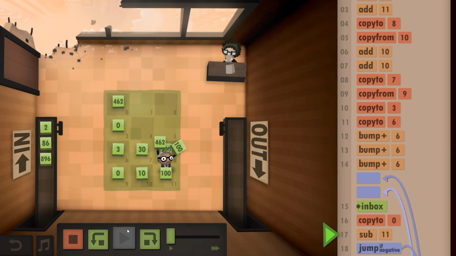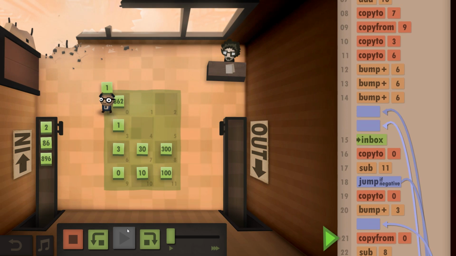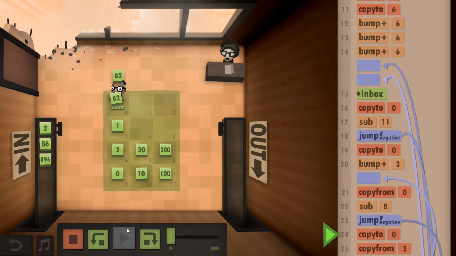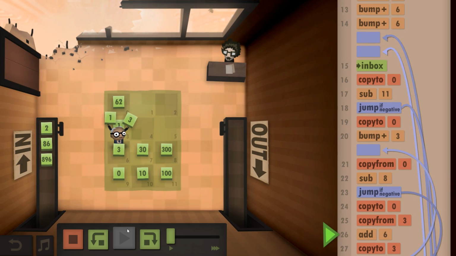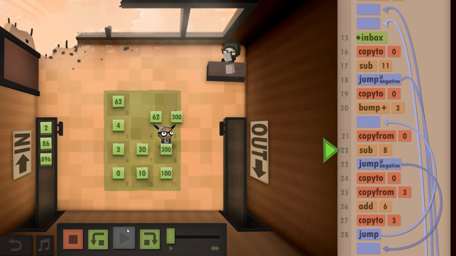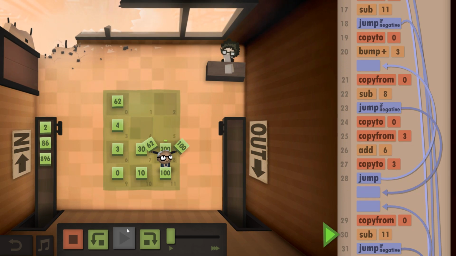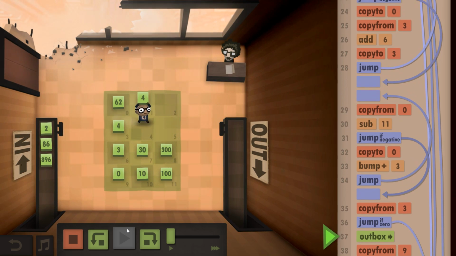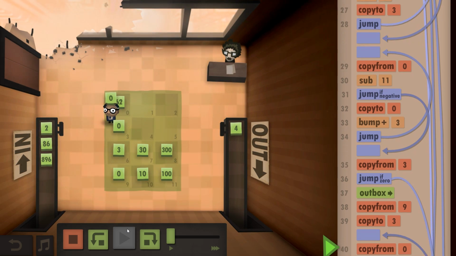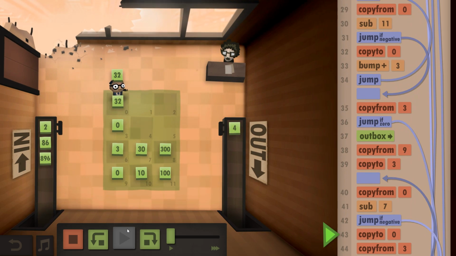$462, let's see. It's not less than 100. $62. That works so far. Minus 300 is negative. So instead we do minus 100, which is also negative. So we outbox that. Very good, so far so good. Reset the counter, 62, minus 30, it's not negative.